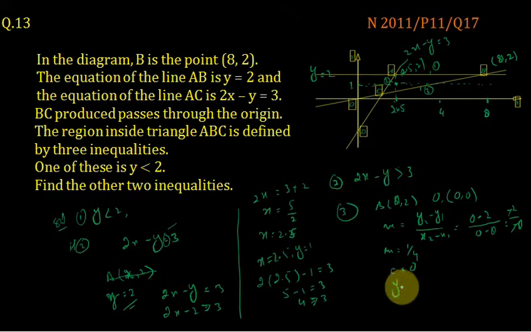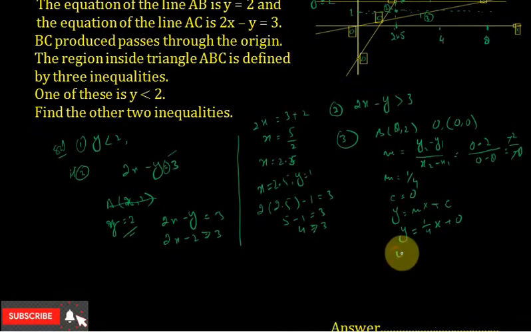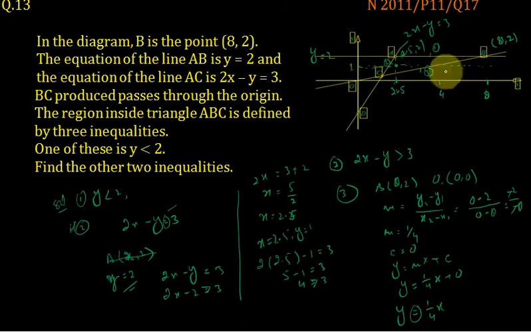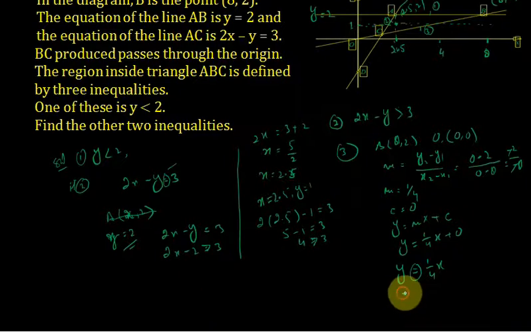The standard equation is y is equal to mx plus c. The slope m becomes 1 upon 4 and c is 0. Finally, the equation becomes y is equal to 1 upon 4 x. Now we have to put the inequality, either greater than or less than. Since the region is above the line OB, we write greater than. We do not need to check it, just write y is greater than 1 upon 4 x. This is the third inequality.